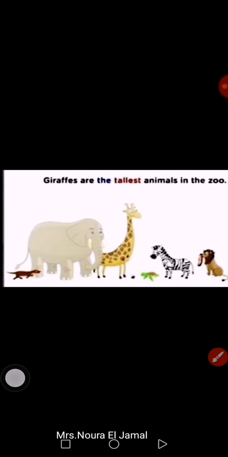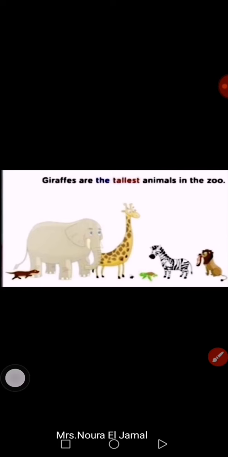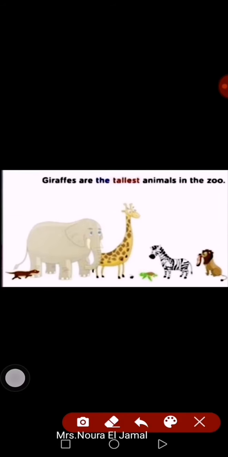Now, let's move to this picture. Giraffes are the tallest animals in the zoo. Here, look at this picture. Who is the tallest one? What do you think? Of course, the giraffe. So here, I'll use the comparative adjective or the superlative. Of course, the superlative. Why? Because I compare between the giraffe, the elephant, the zebra, the lion, and this one also I think it's a dog.